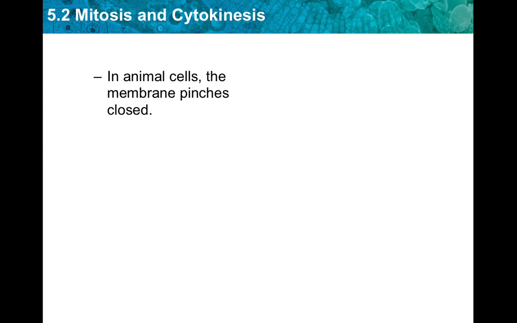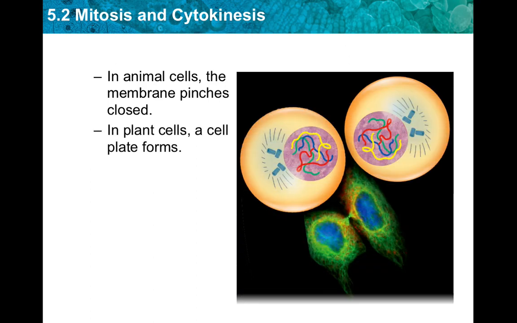There are some differences between animal cells and plant cells. In animal cells, we have the cell membrane. The membrane pinches closed, while in plant cells, a cell plate forms.